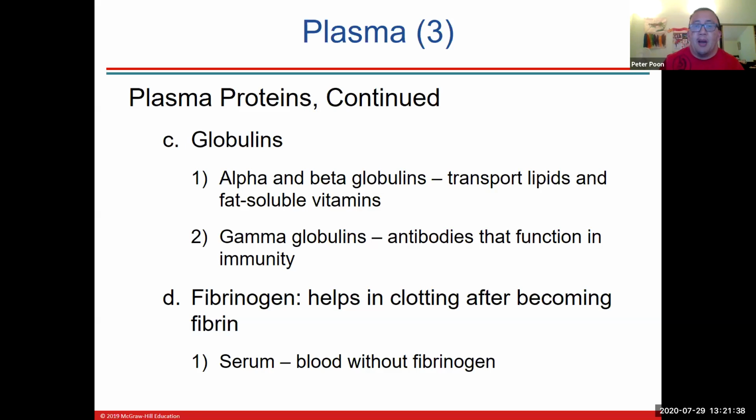Globulins: the alpha and beta globulins transport lipids and fat soluble vitamins. The gamma globulins are the immunity stuff that we'll learn in the immune system. Okay, fibrinogen is a water soluble protein, but it can become cleaved into fibrin. Okay, and serum by definition is the blood without fibrinogen, so serum can't clot.